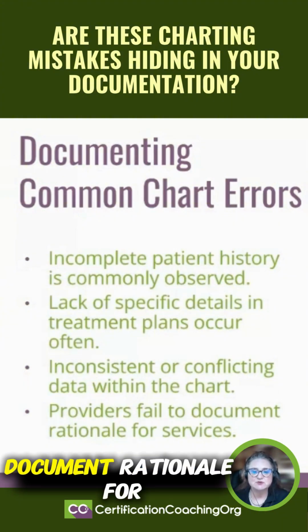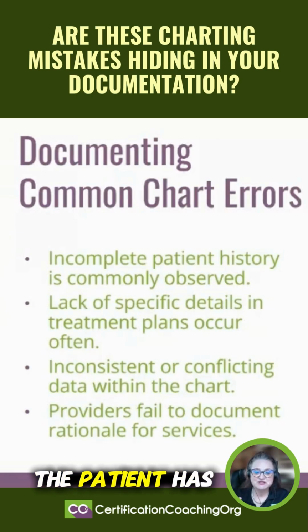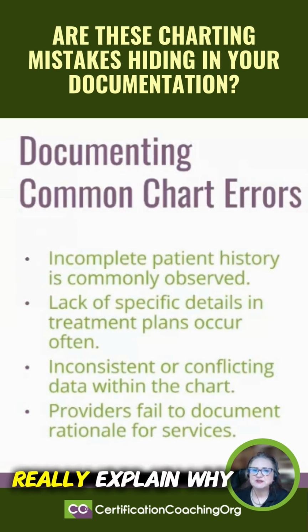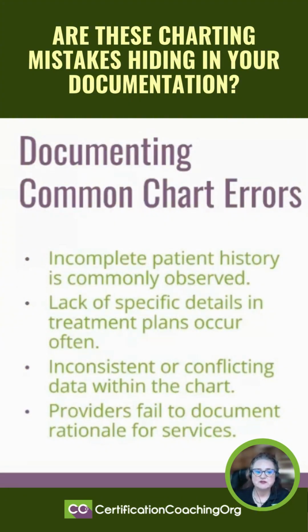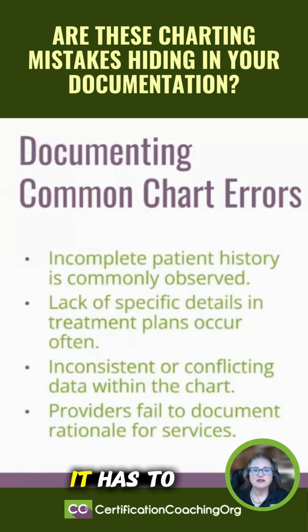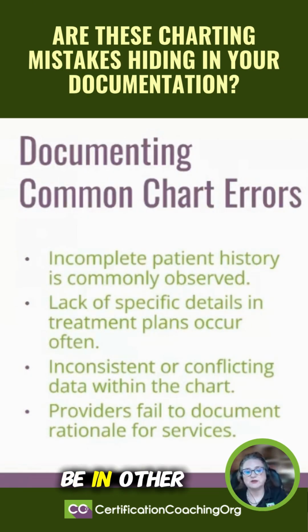Providers fail to document rationale for services a lot. They just, this is what the patient has, this is what I'm doing for it. Oh, okay, you changed the medication, but you didn't really explain why you changed the medication. Why did you take them off lisinopril and put them on Nadolol? Because the patient had a persistent cough with the lisinopril. They didn't document that. Again, it has to be clear and precise, and it needs to usually be in the A&P. It's best practice to keep it there, although it can be in other parts of the chart.